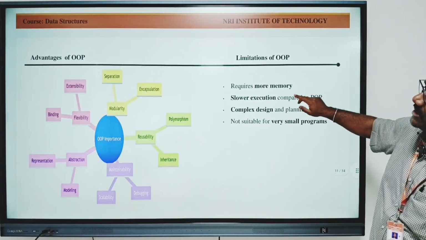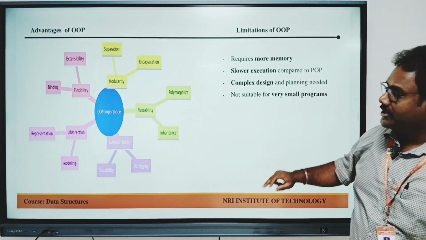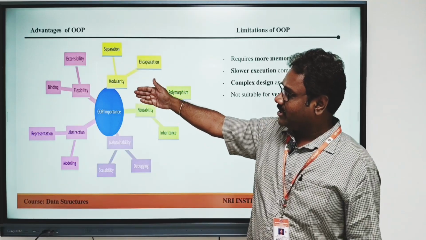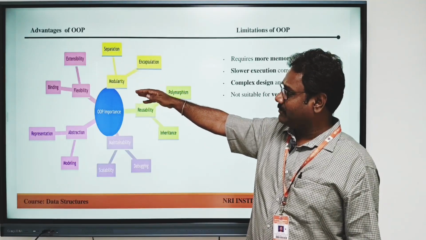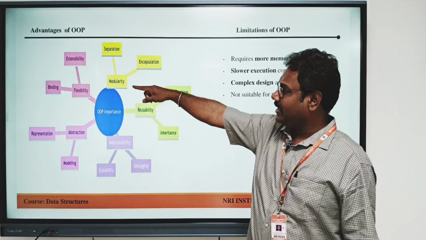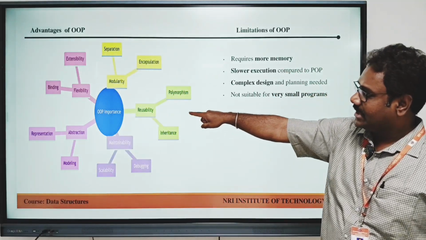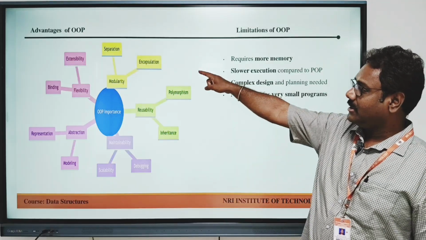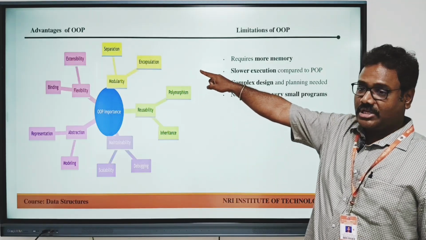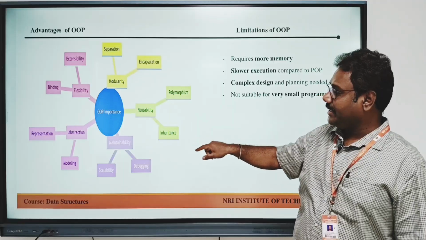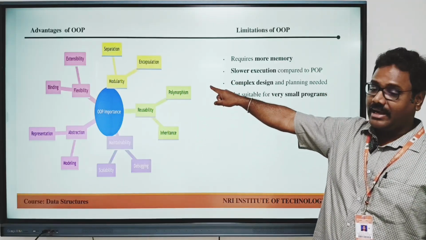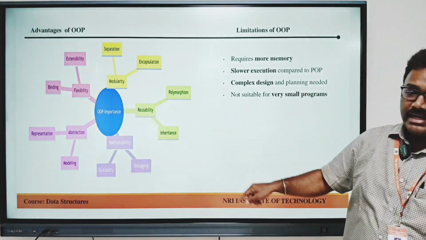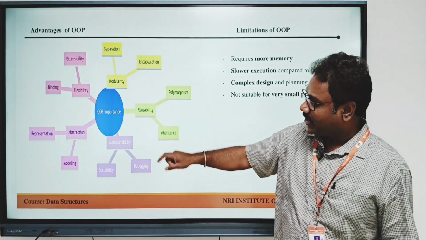Next, advantages of OOPS, object oriented programming. Its importance: it is flexible, because data binding is there, data and functions binding is there, and extensibility and modularity. So separation of classes, and through modularity you are achieving encapsulation also, and then reusability. Reusability, inheritance, and polymorphism are achieved. Next, maintainability, scalability, and debugging, and then abstraction.